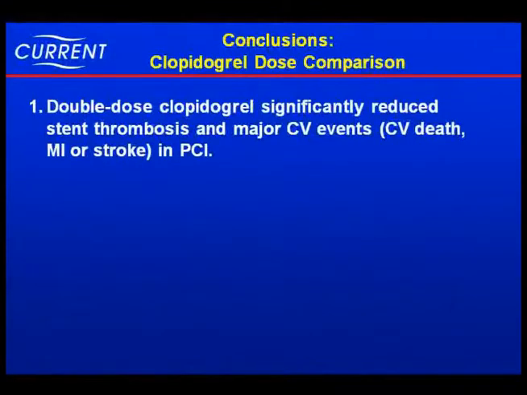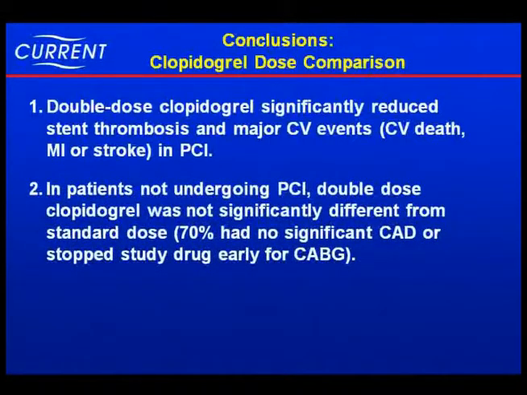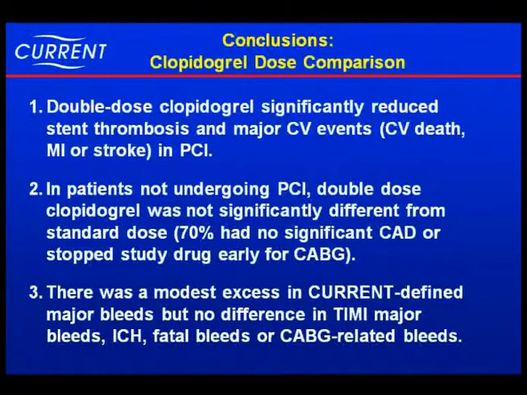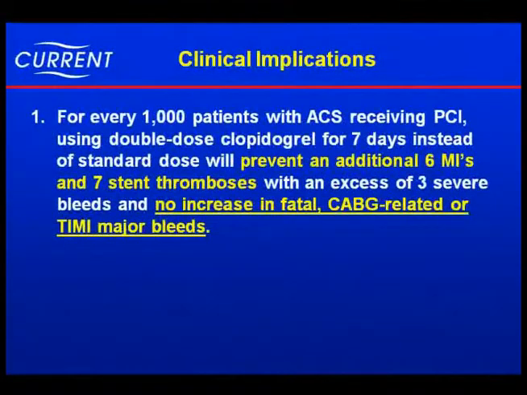And so the conclusions from this study are that double-dose clopidogrel significantly reduced the risk of stent thrombosis and major events. Now, it's important for me to point out that in patients who do not undergo PCI, percutaneous coronary intervention, the double-dose clopidogrel was not significantly different than the standard-dose clopidogrel. And there was a modest excess in bleeding, but no difference in major bleeding, intracranial hemorrhage, fatal bleeds, or CABG-related bleeding. So you can get away with this dose. It's, of course, not FDA approved, and it's not in the guidelines yet. For every 1,000 patients with an acute coronary syndrome who underwent PCI, the double dose for 7 days instead of the standard dose prevented an additional 6 MIs and 7 stent thromboses, with 3 severe bleeds, but no increase in fatal bleeding.